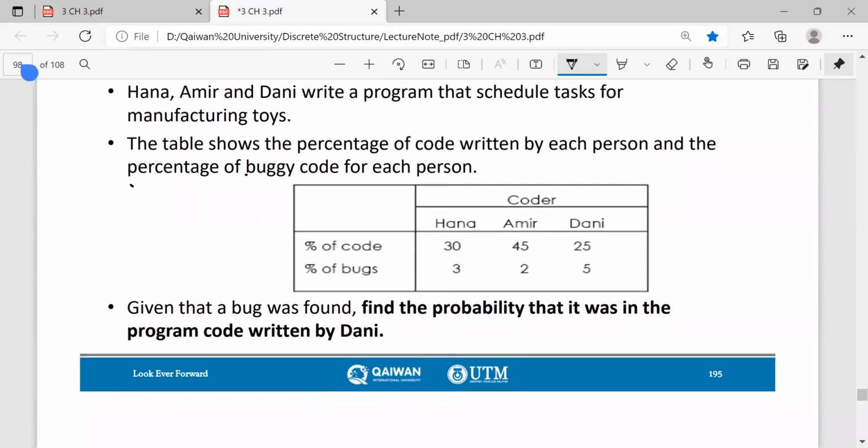It says, given that a bug was found, find the probability that it was in the program code written by Danny. It says a bug is found, find the probability that this mistake or wrong code is written by Danny.